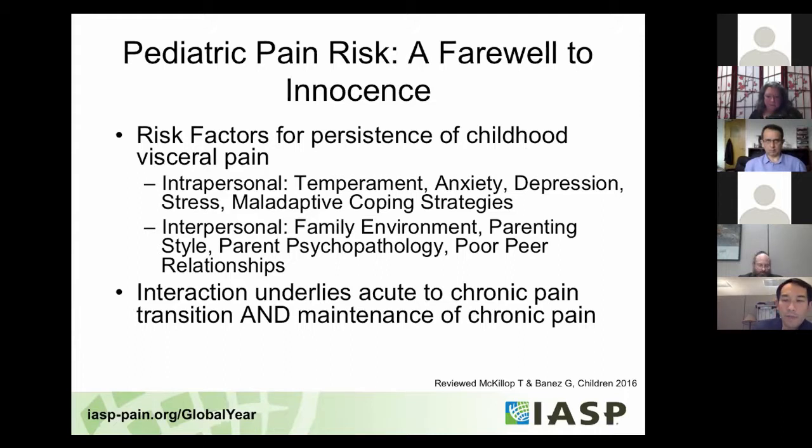But these are key factors that I think when we take the time to ask adults about in the clinical setting, it's very easy to ask about things such as anxiety, depression, acute ongoing stress, but probably even more so to look at the prior history. So looking at parenting styles in terms of communication about pain, looking at the family environment.